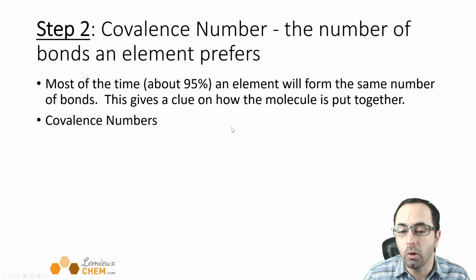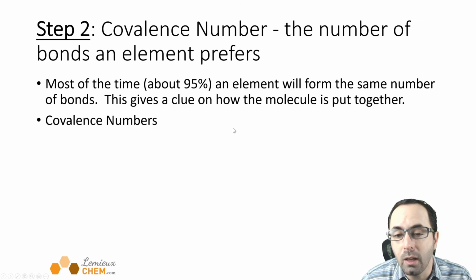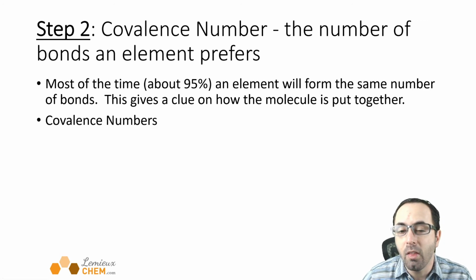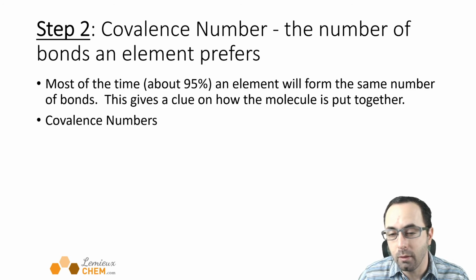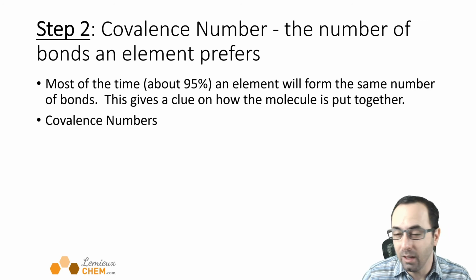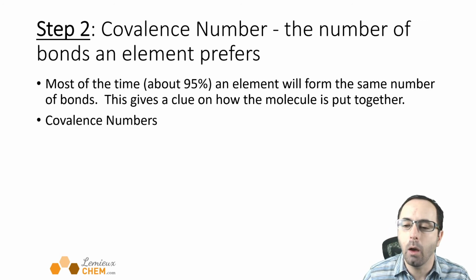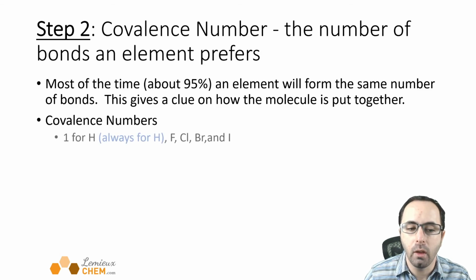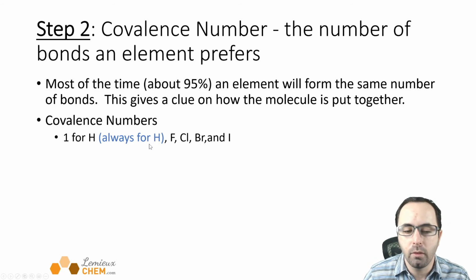So covalence numbers. What are the covalence numbers? So the covalence numbers are actually the number of electrons that an atom needs to fill up its valence shell. That's 2 for hydrogen, 8 for every other atom. So it depends on how many electrons they're starting with. For example, the covalence number for hydrogen is always 1. Hydrogen only makes 1 bond. It can't have any more than 2 electrons. So hydrogen's a special case.